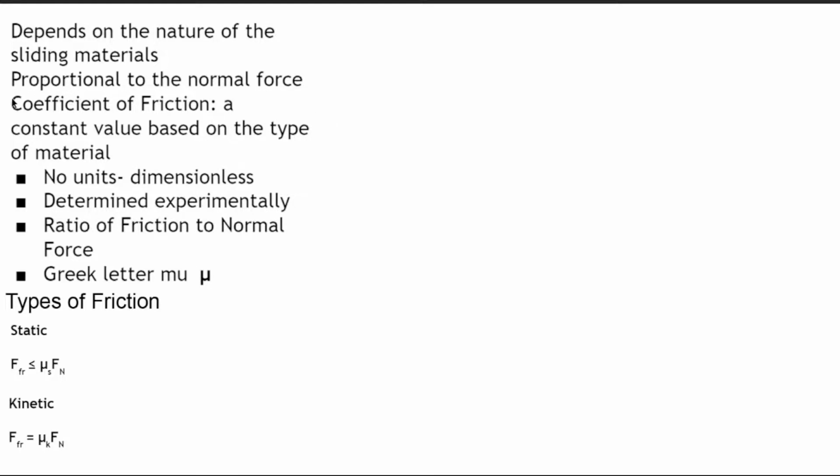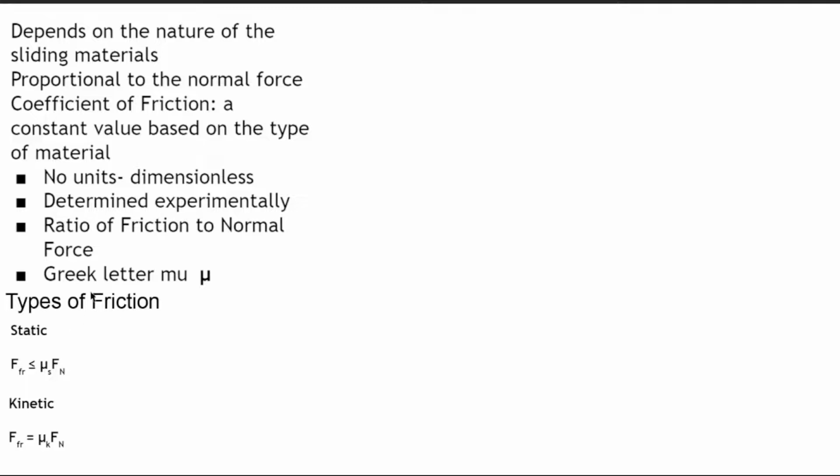And the coefficient of friction is something like that. Not too much is needed for that. There's a constant value based on the type of material. There are no units, so it's basically dimensionless. It could be used anywhere. It's determined experimentally, using tables of different objects' forces when they're applied to each other. And so it's the ratio of friction to normal force. It is defined as the Greek letter mu, which looks like this.